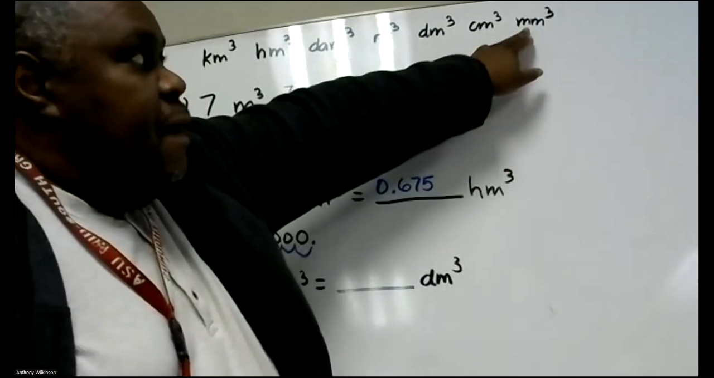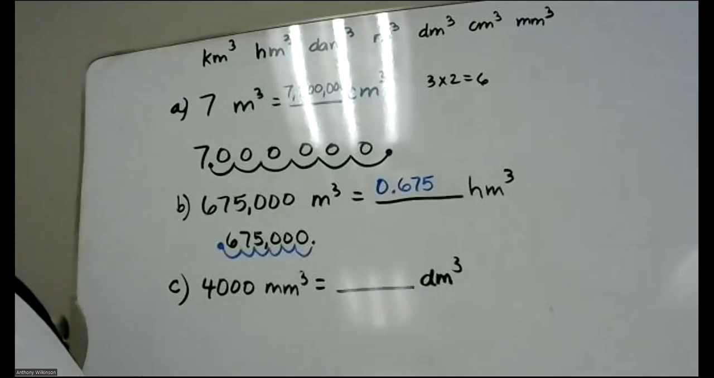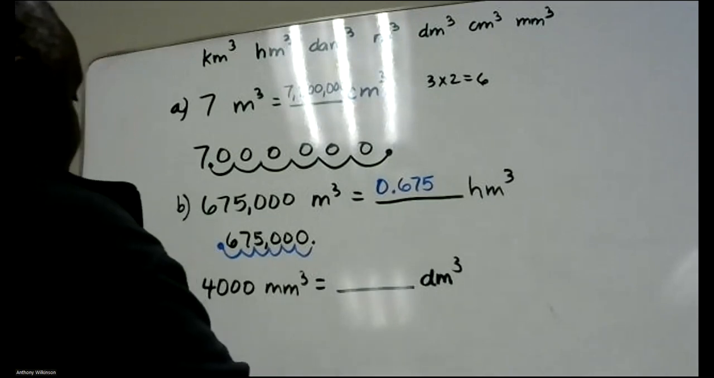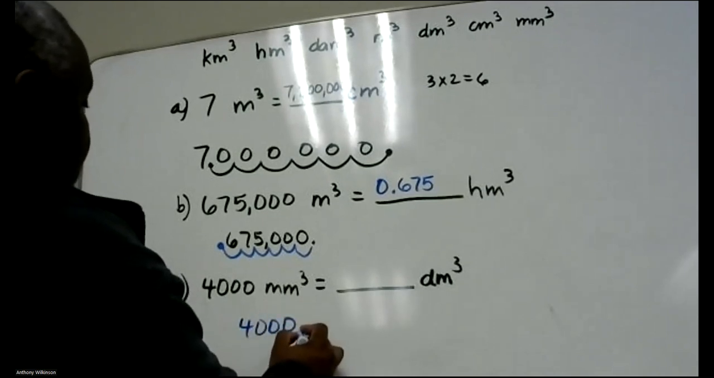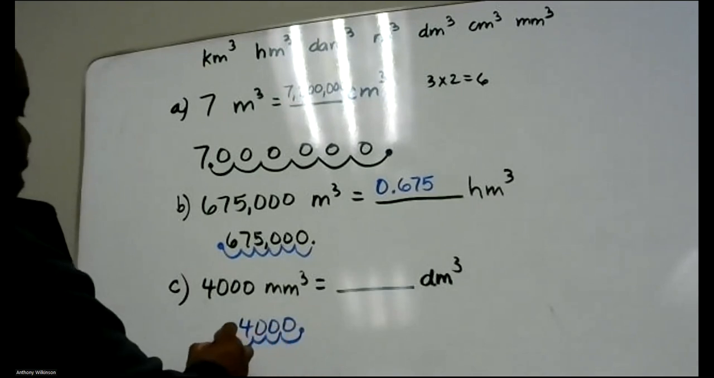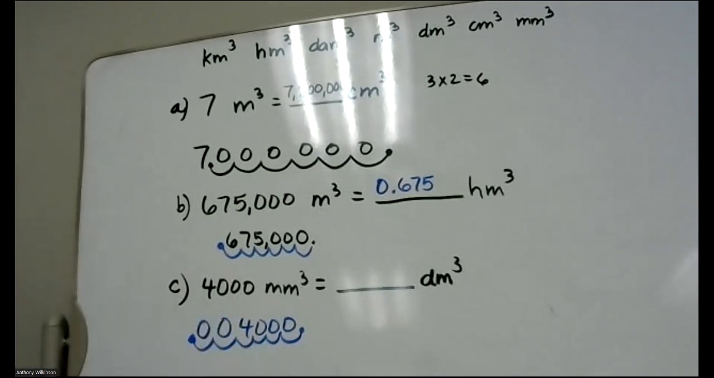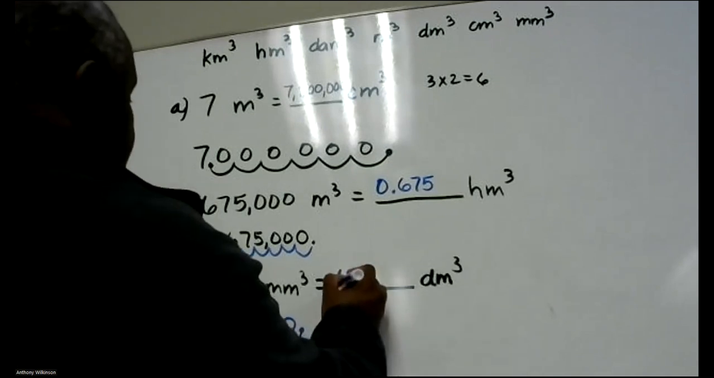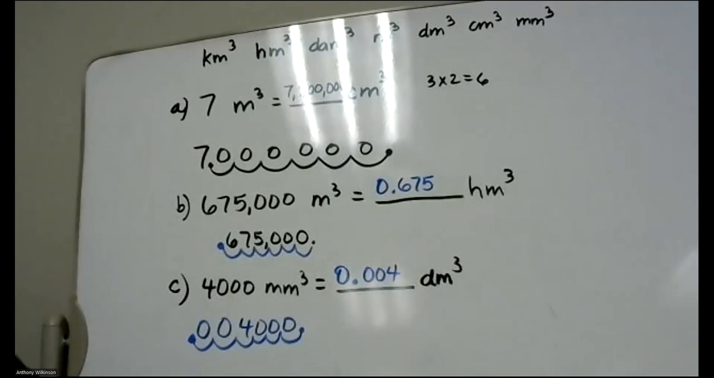Well, from cubic millimeters, from millimeters to decimeters, that's normally two places to the left. So for cubic, we have to do 3 times 2, which is 6. Again. So for 4,000, we move this decimal point 6 places to the left. So it'll be 1, 2, 3, 4, 5, 6. Notice I have to put 2 zeros in front. So this will be 0.04 cubic decimeters. Okay.